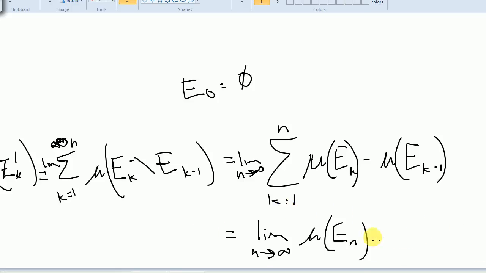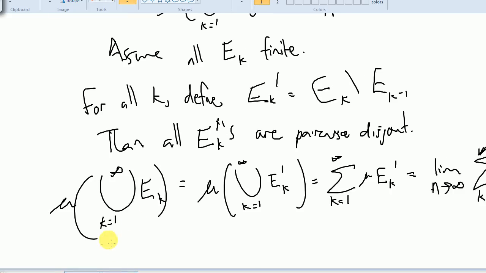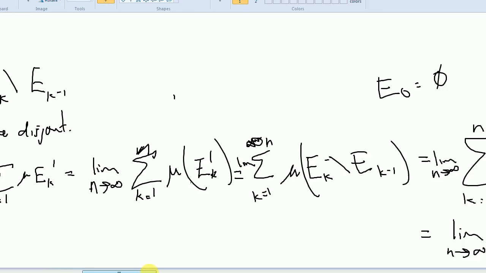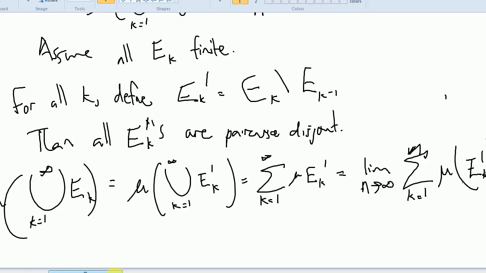We wanted to prove, now let me go all the way back to where I was before, that the measure of the union of all of these e sub k is equal to, and there are no inequalities here, everything was strict equality if you look along what we just did, the limit as n approaches infinity of the measure of e sub n. So that's how we do that.